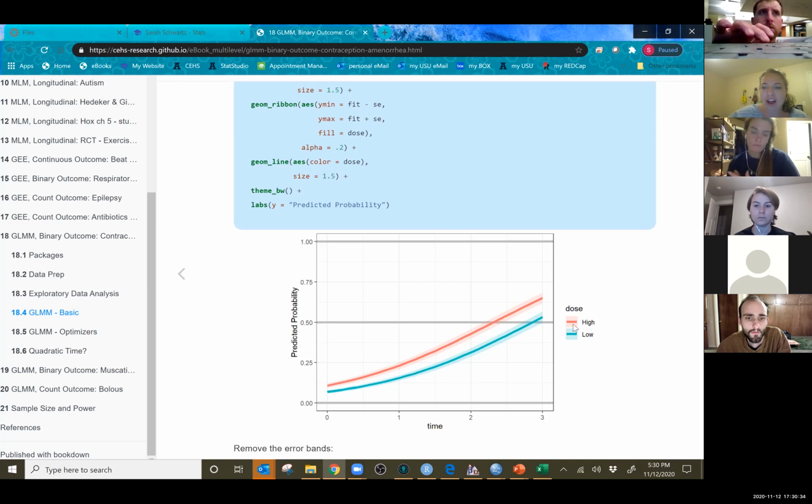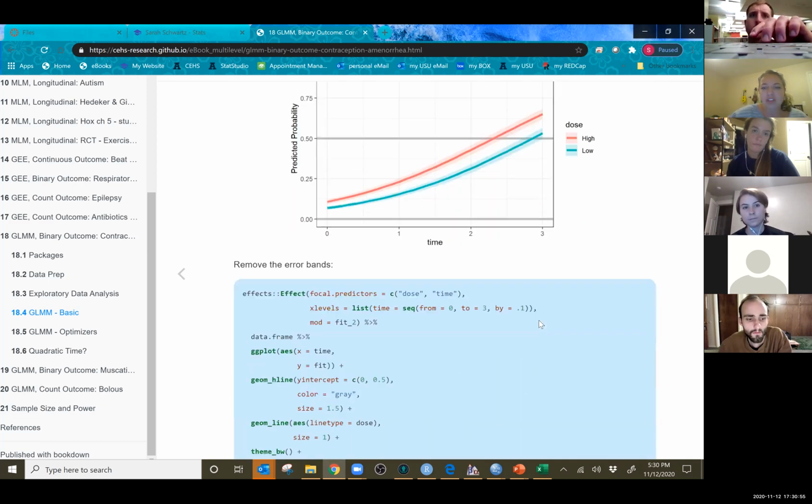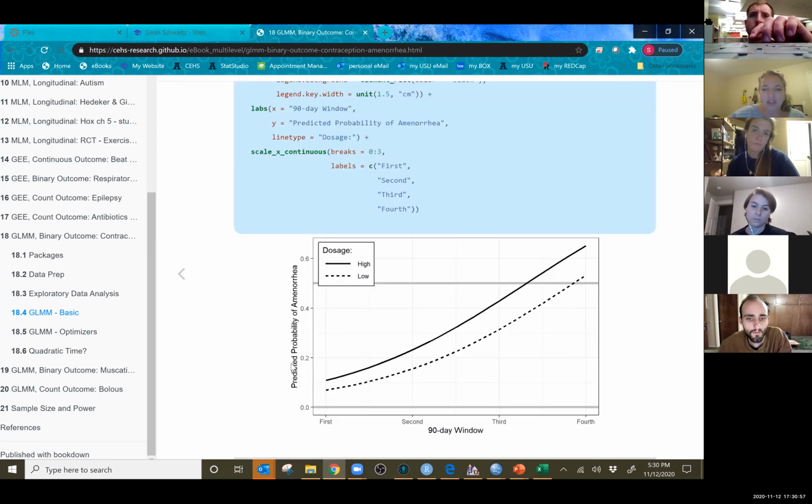Half of all women on the high dose will have amenorrhea by this point, which is just after the second, this would be 3 months, 6 months, so this might be 7 months. But the low dose is going to take longer for half the women to have that experience. Okay. So this one, I let it zoom in, so it's not going from 0 to 1. I let it choose the zones.